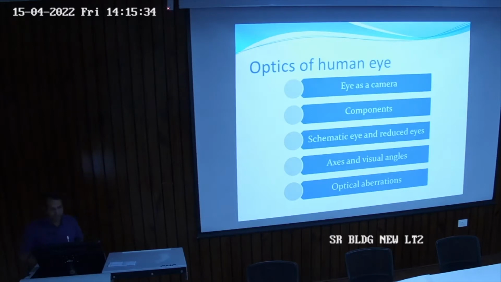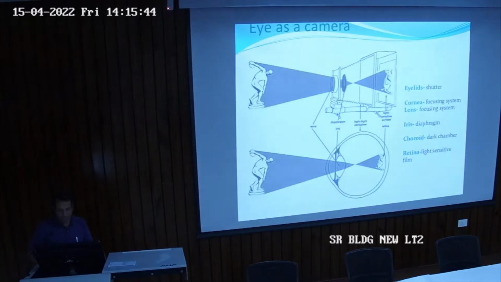Optics of human eye. Eye works as a camera. The topics are the schematic eye and reduced eye, axis and visual angles, and optical aberrations. As a camera, how will it act? Eyelid will act as a shutter, cornea as a focusing system, lens again a focusing system, iris will act as diaphragm, choroid will be the dark chamber, and retina is the light sensitive film.